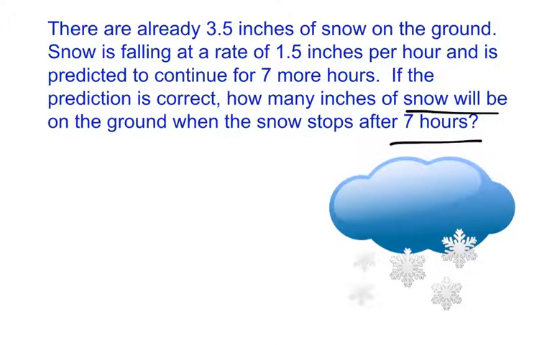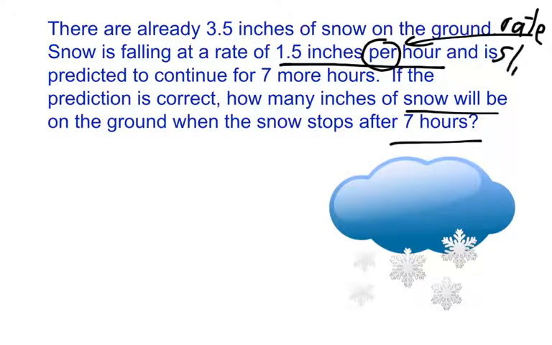So I see a rate in there because it says 1.5 inches per hour. Anytime you see the word per, it's telling you it's a rate. Like miles per hour, inches per hour, meters per second. Those are all rates. So I know that rates are also slope.